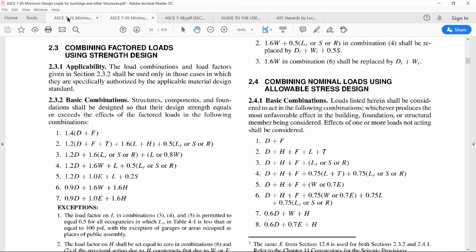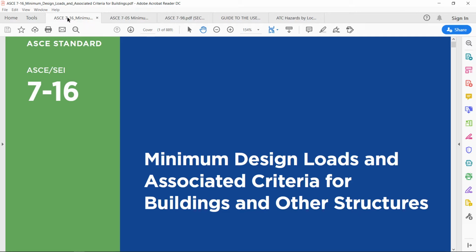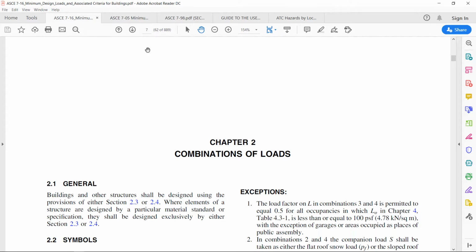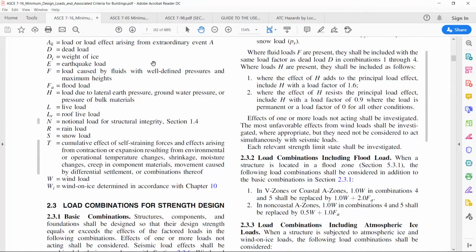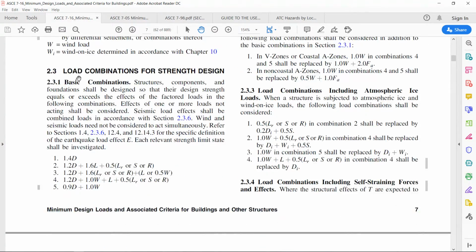Now in 2016, we can see load combinations for strength design. Now wind is 1, wind is 1.